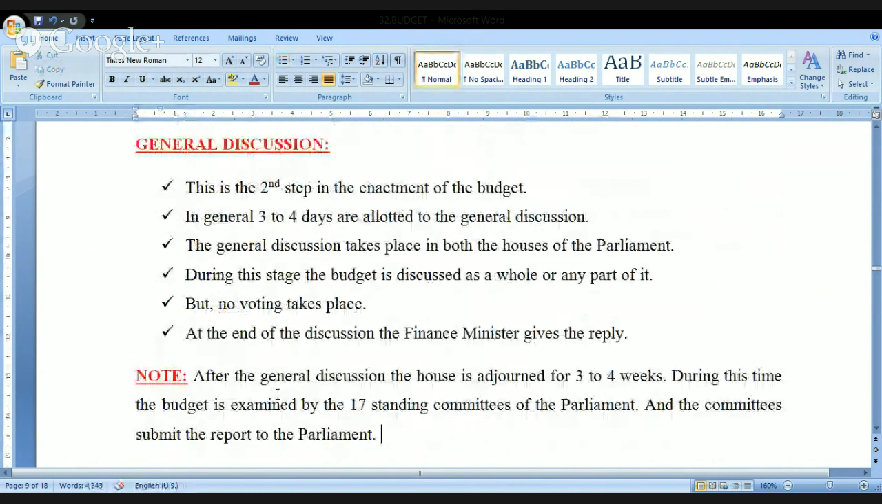And after this, we come across the second step, that is the general discussion. This is the second step in the enactment of the budget. In general, 3 to 4 days are allocated for the general discussion, and it takes place in both the houses of the parliament. During this stage, the budget is discussed as a whole and not any part of it. But no voting takes place. The name itself is indicating it's a general discussion. And at the end of the discussion, the finance minister gives the reply.